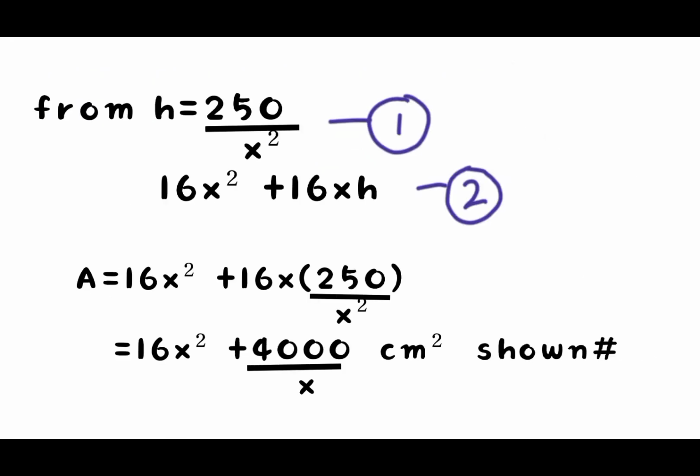Next, we use the two equations that we got, which are h equals 250 over x squared and 16x squared plus 16xh. We substitute the value of h into the second equation, and we get the answer 16x squared plus 4000 over x cm squared, exactly as shown in the question.